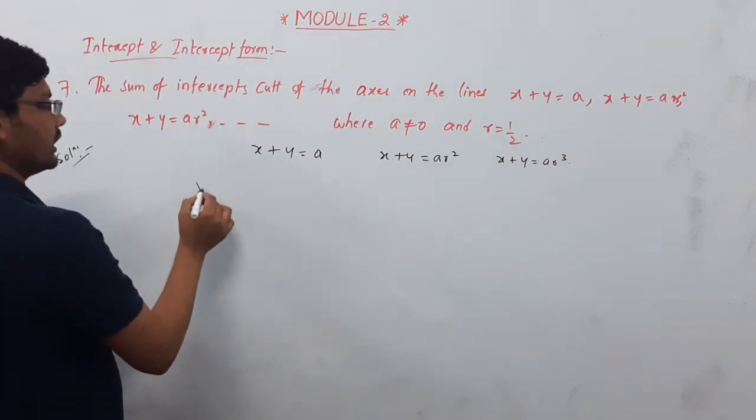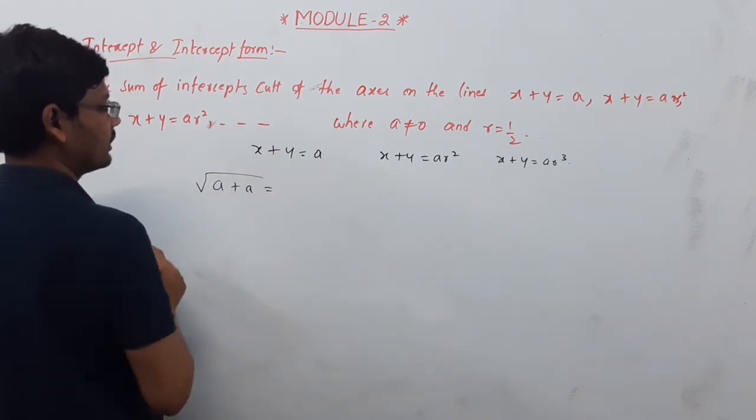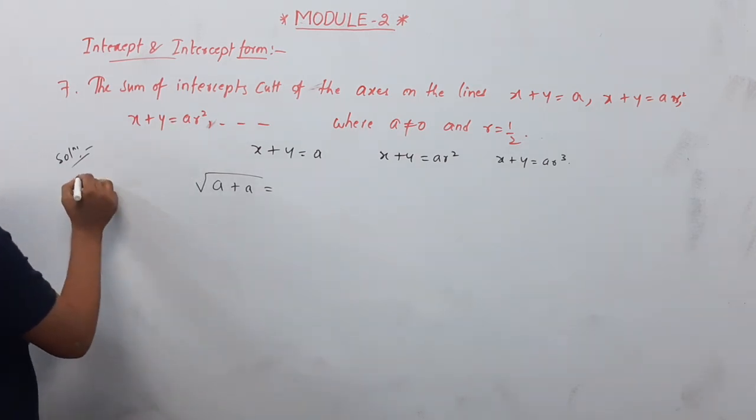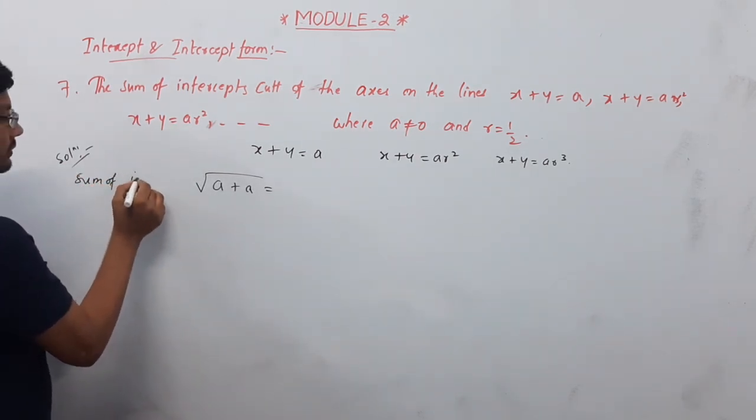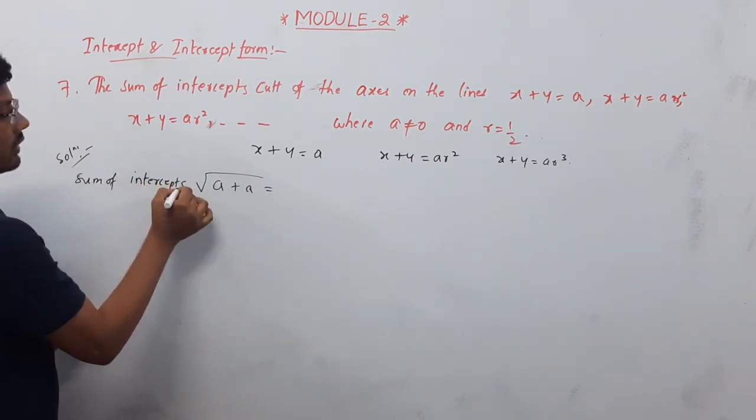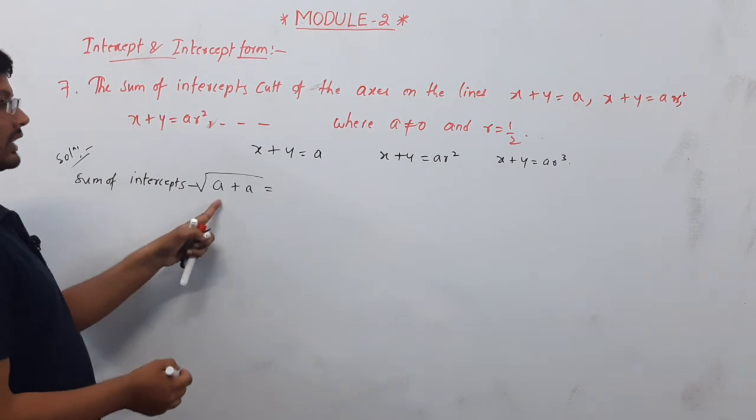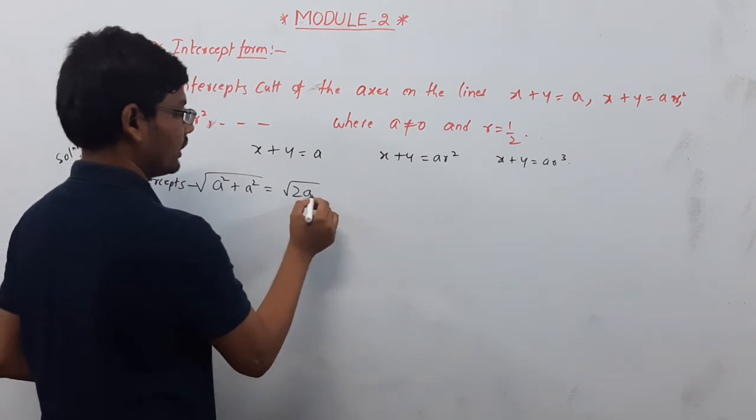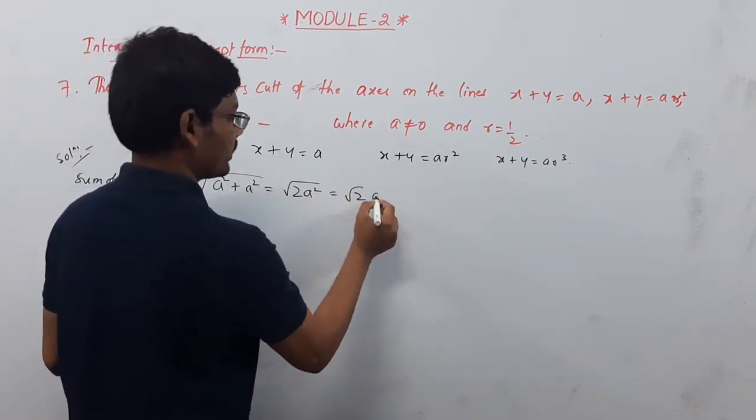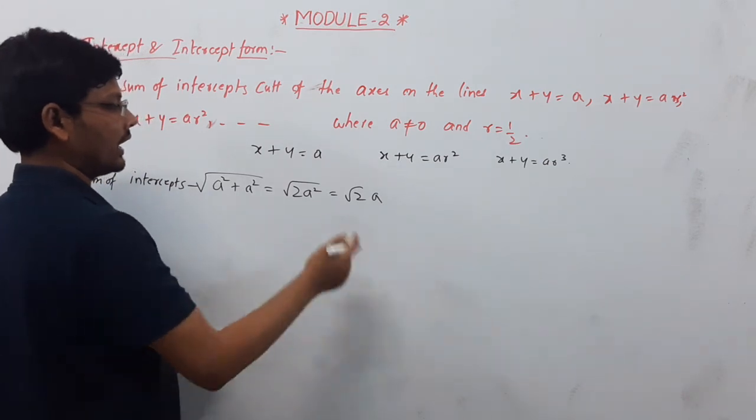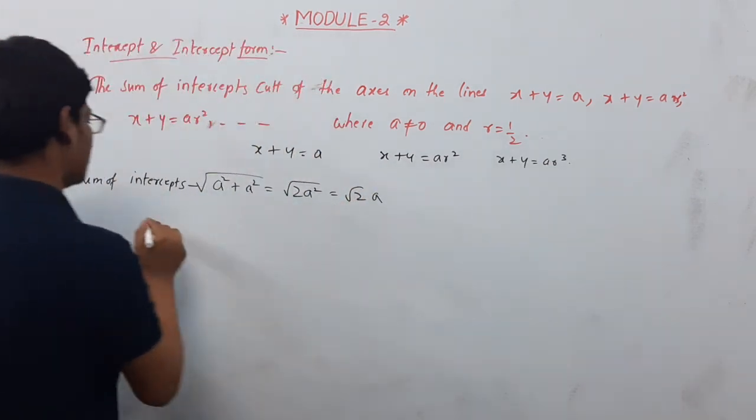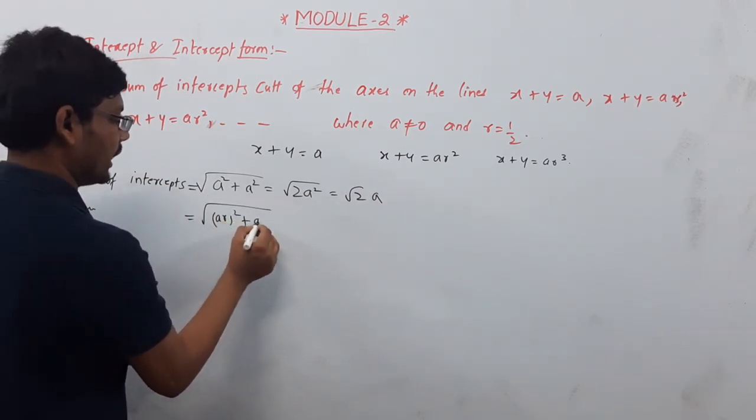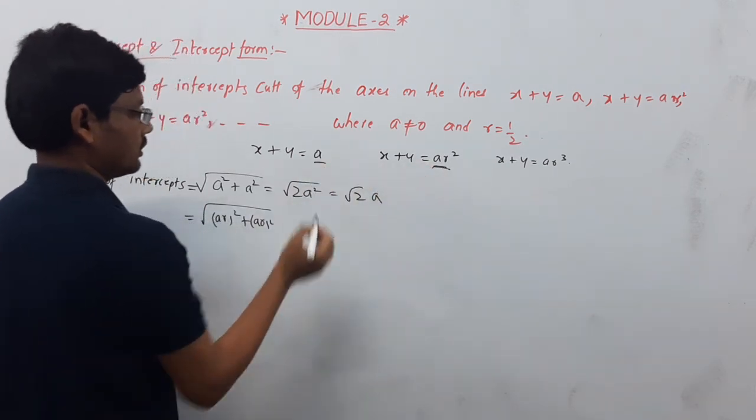The sum of the squares of the intercepts will become the intercept square here, so a square plus a square, that is equal to 2a square. 2a square is nothing but root 2a here. And then for this one, the sum of the intercepts will become ar whole square plus ar whole square. This is the intercept here, so ar here.